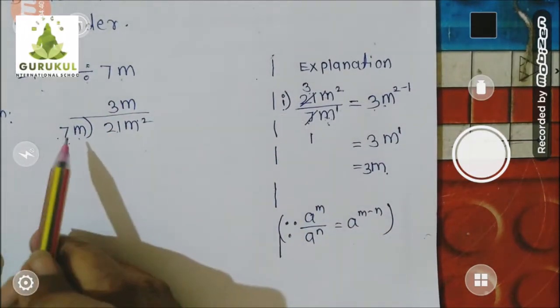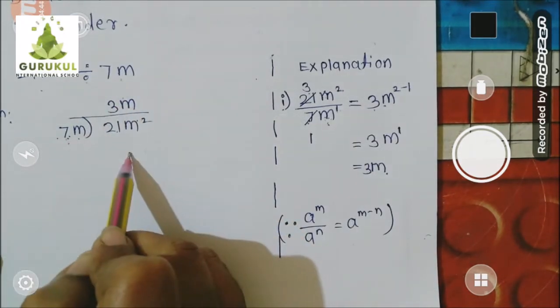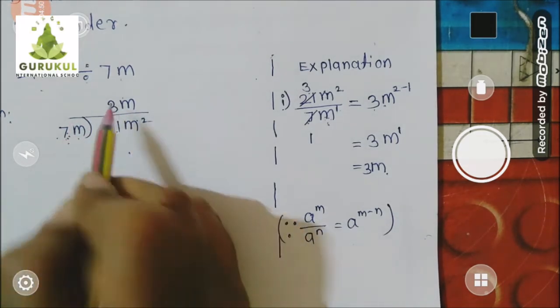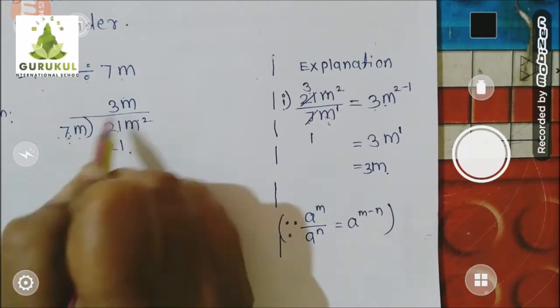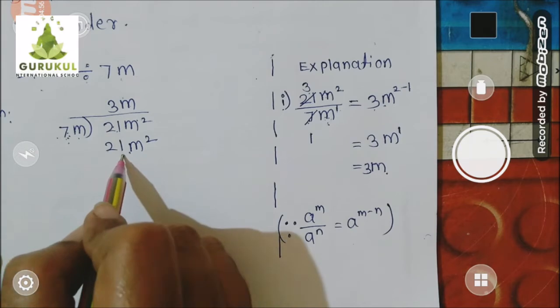Children, you can cross check now. See, we write the product of these two terms over here always, in our normal division also. So same I will write. See, 7 threes are 21. m into m, m square. And I got the same number.